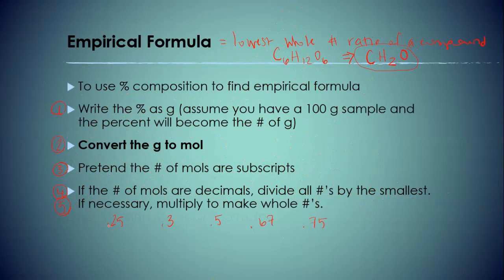Okay, if you end up with an answer that is 0.25, it will be necessary to multiply by 4 to make it a whole number. A third, a 0.3, it will be necessary to multiply by 3. If you end up with a half, you're going to multiply by 2. 0.67, you will also multiply by 3 to get a whole number. And 0.75, you will multiply by 4 to get a whole number. Most of the time, you end up with this right here. But it's not uncommon to see something else.